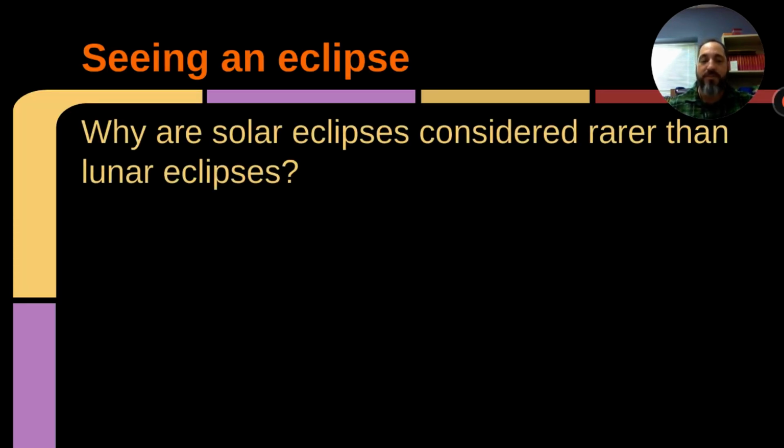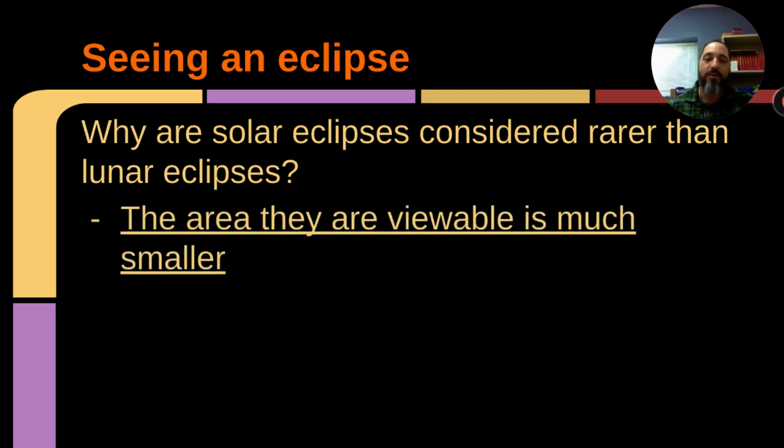So why are solar eclipses considered rarer than lunar eclipses? The area they are viewable is much smaller. Remember, the moon is going to cast a much smaller shadow onto the earth when it's blocking the sun, compared to the earth casting a much larger shadow onto the moon.